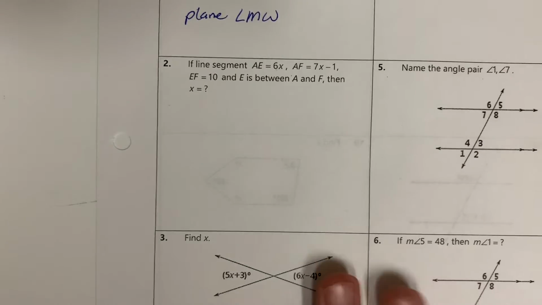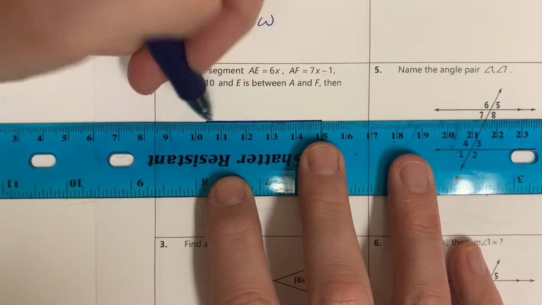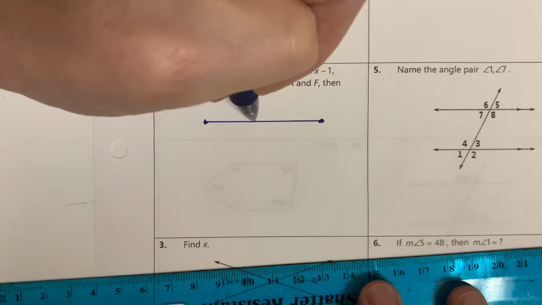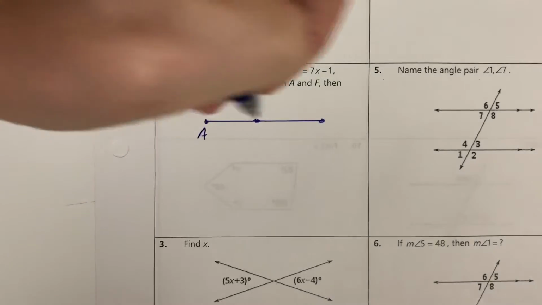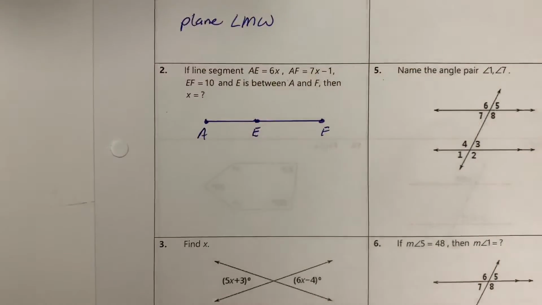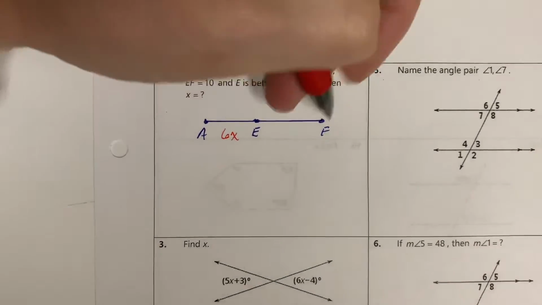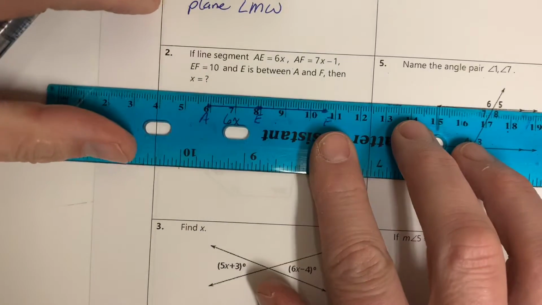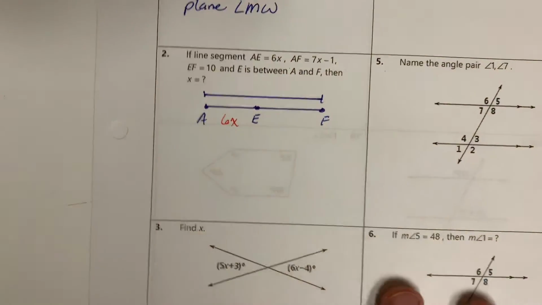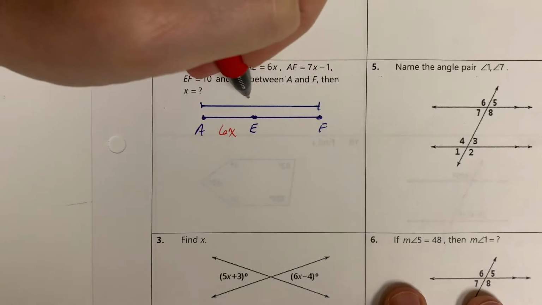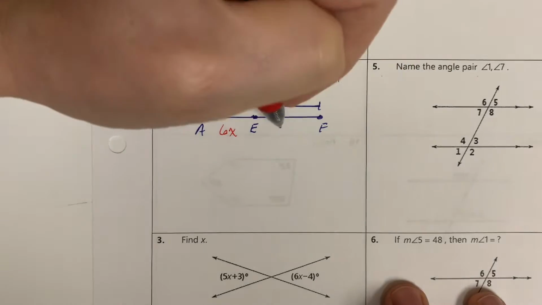All right, number 2, this time we have another line segment, so we know we're going to have to draw our diagram. So we have, let's see, E is between A and F again. Okay, we have AE is 6x, AF, the whole thing, so I need to draw this up here. The whole thing, AF, is 7x minus 1, and then EF is 10.